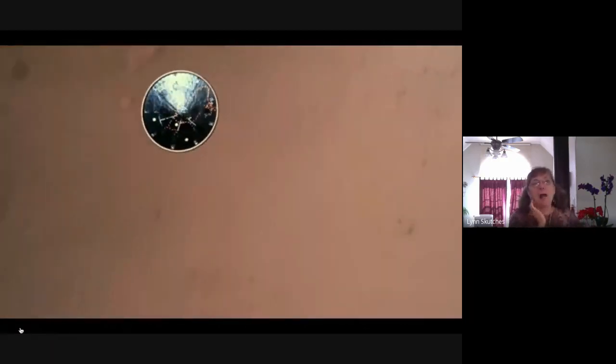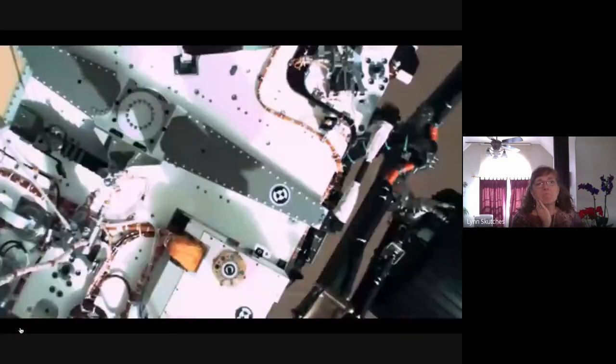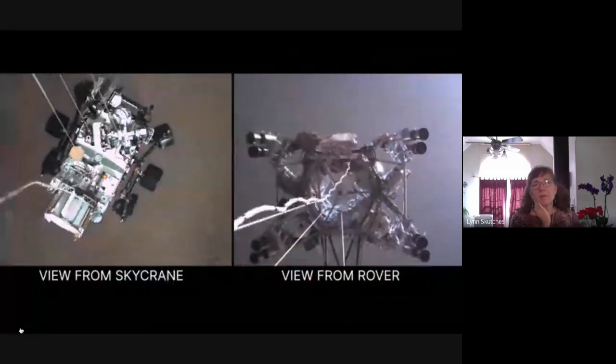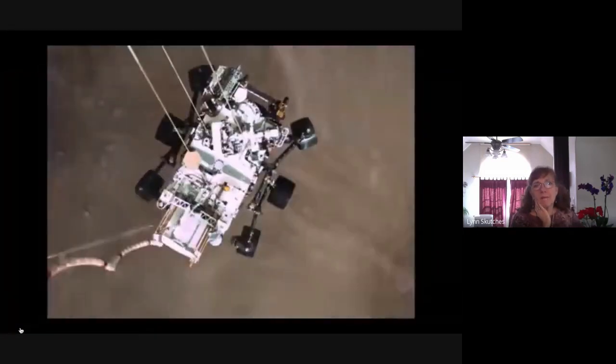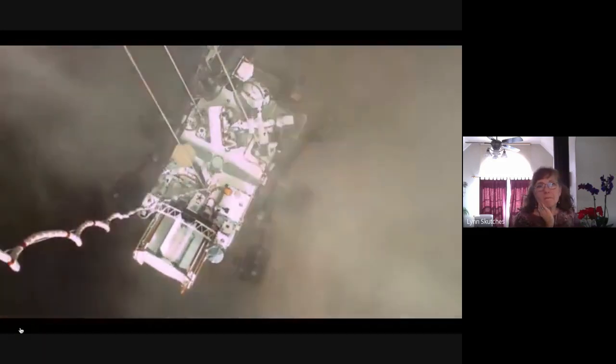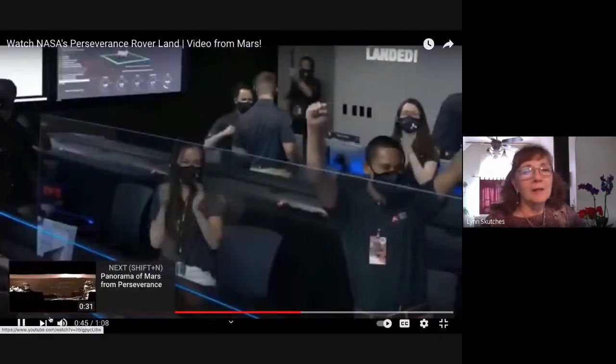Perseverance has slowed to subsonic speeds and the heat shield has been separated. Skycrane maneuver has started. About 20 meters off the surface. We're getting signals from MRO. Tango Delta. Touchdown confirmed. Perseverance safely on the surface of Mars, ready to begin seeking the signs of past life.